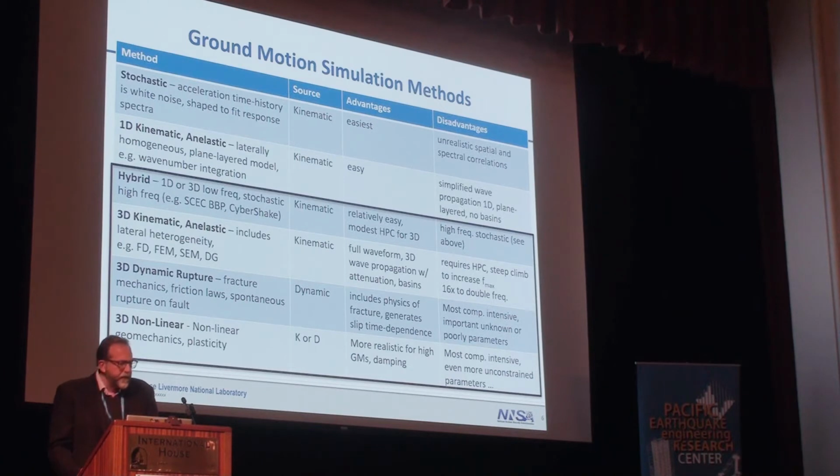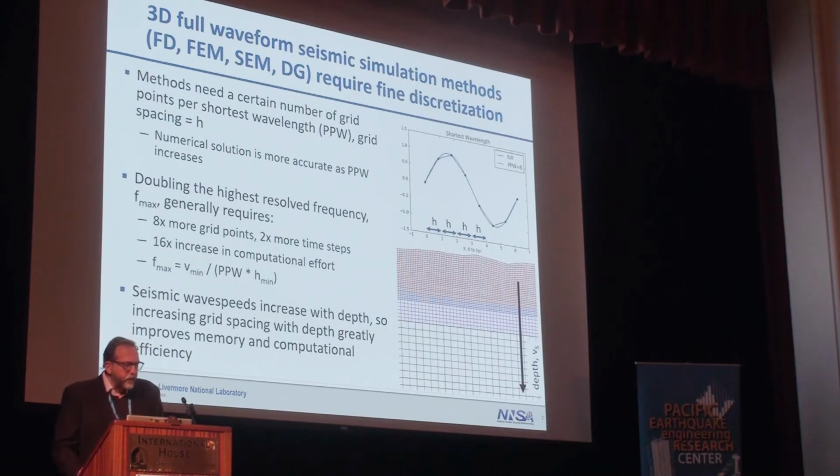There are other methods that include even more physics, rupture dynamics and nonlinear geomechanics. They would be more detailed physics, but they have the inconvenience of having a lot of poorly constrained or unconstrained parameters that need to be specified. So for all these numerical methods for the 3D Earth, they require a certain number of points per wavelength, and it's expensive to double the wavelength.